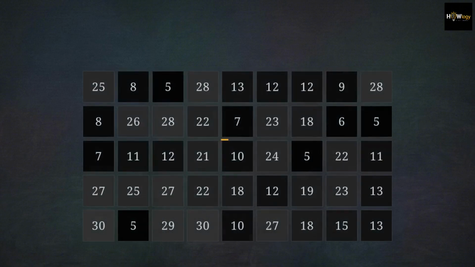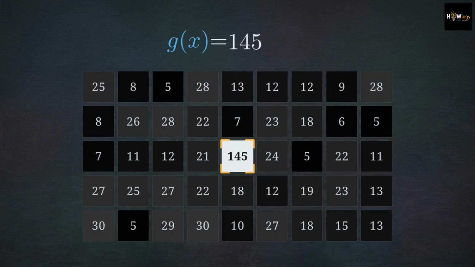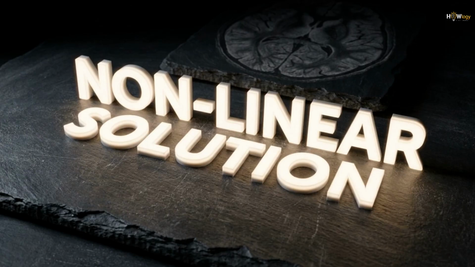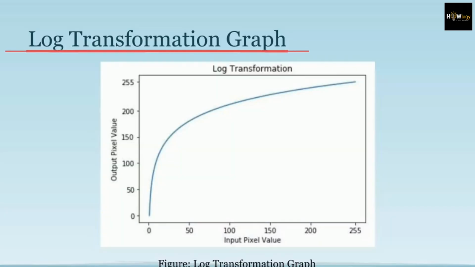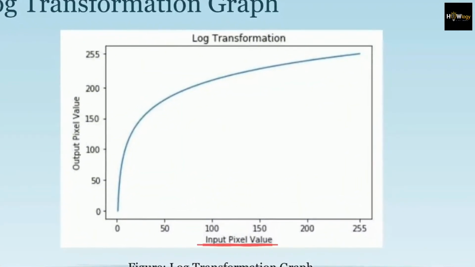Instead, we use point operations, mathematical algorithms that evaluate and alter every individual pixel based strictly on its specific starting value. For severely dark images, the primary mathematical tool is the log transformation. This chart shows the exact mathematical curve of the log transformation. You can see the input pixel values across the bottom axis and the resulting output intensities along the left.